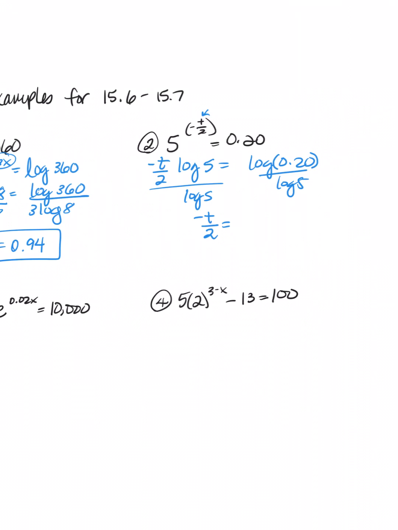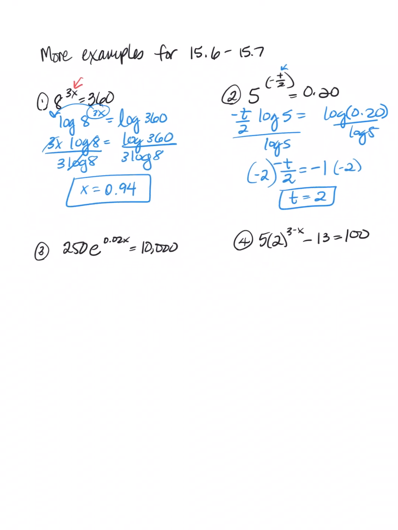And then I have a long decimal in my calculator. Actually, I don't. It just comes out to be negative 1. So now to get t by itself, I'm going to need to multiply by negative 2. So that means t equals 2. All right, let's look at the next one.